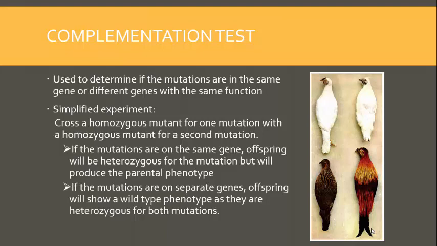The simplest way to perform this test is to cross a homozygous mutant for one mutation with a homozygous mutant for a second mutation. If the mutations are on the same gene, the offspring will be heterozygous for the mutation, but will produce the parental phenotype. If the mutations are on separate genes, offspring will show a wild-type phenotype as they are heterozygous for both mutations.